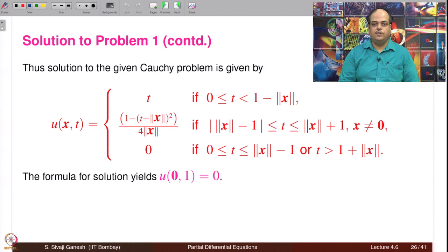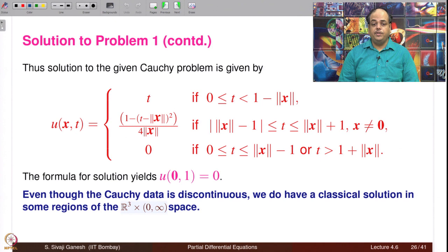So, there is some problem at T equal to 1. If you recall, the Cauchy data has a trouble at sphere 1, right? It is discontinuous across norm X equal to 1. That finally leads to this trouble. U of 0, 1 equal to 0 and something else happens as T goes to 1 at the point X equal to 0, which we will discuss later. So, even though the Cauchy data is discontinuous, we do have a classical solution in some regions. Identify what are those, some of them.